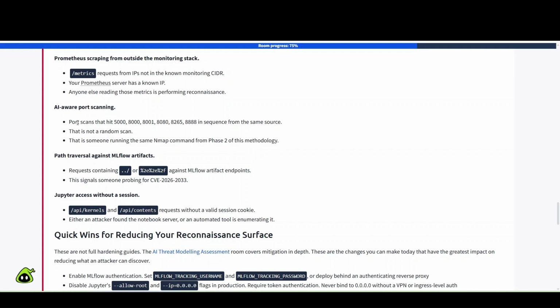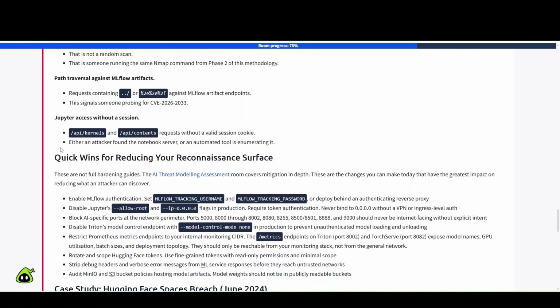AI-aware port scanning: port scans that hit 5000, 8000, 8001, 8080, 8265, 8888 in sequence from the same source. This is not a random scan. That is someone running the same Nmap command from Phase 2 of this methodology. Path traversal against MLflow artifacts: requests containing ../ or similar against MLflow artifacts endpoints. This signals someone probing for CVE-2026-2033. Jupyter access without a session: /api/kernels and /api/contents requests without a valid session cookie. Either an attacker found the notebook server or an automated tool is enumerating it.